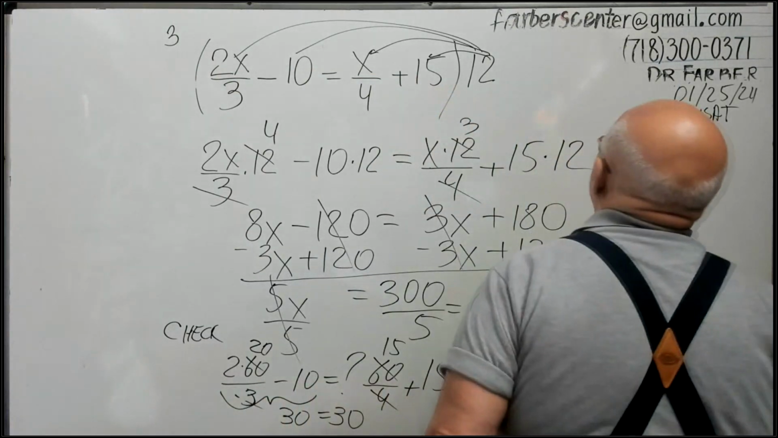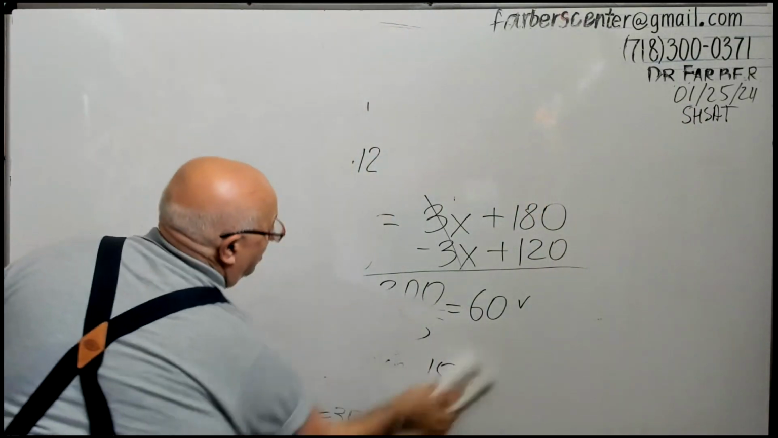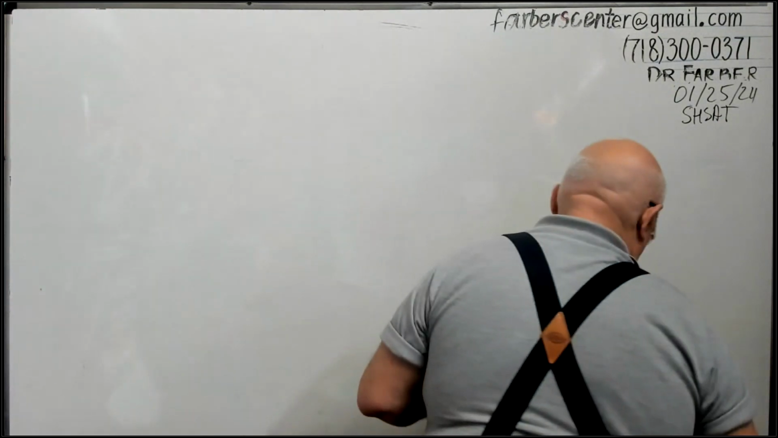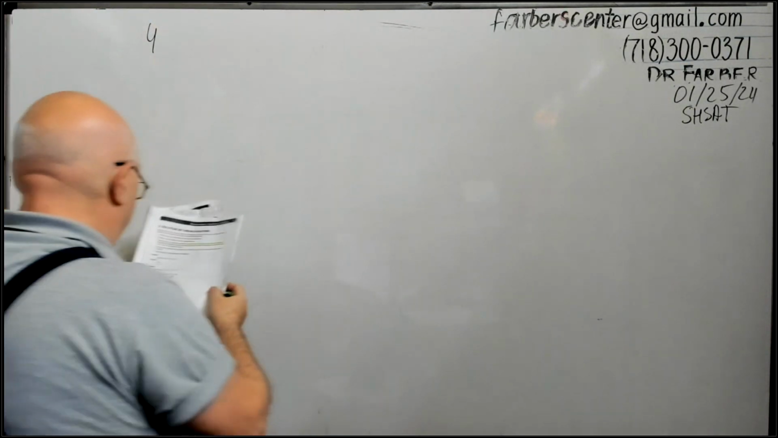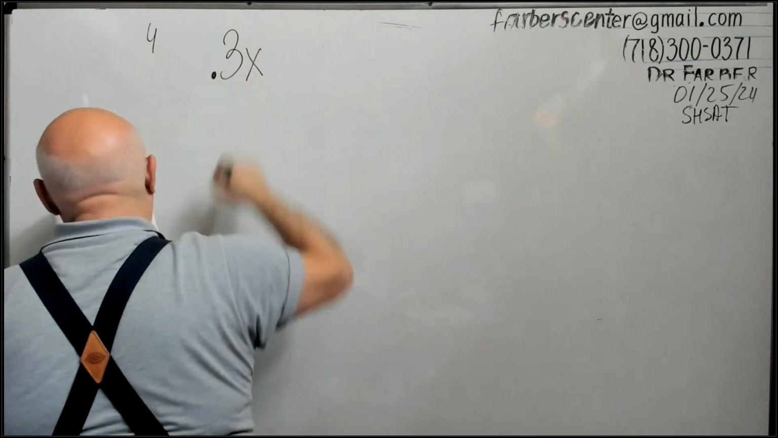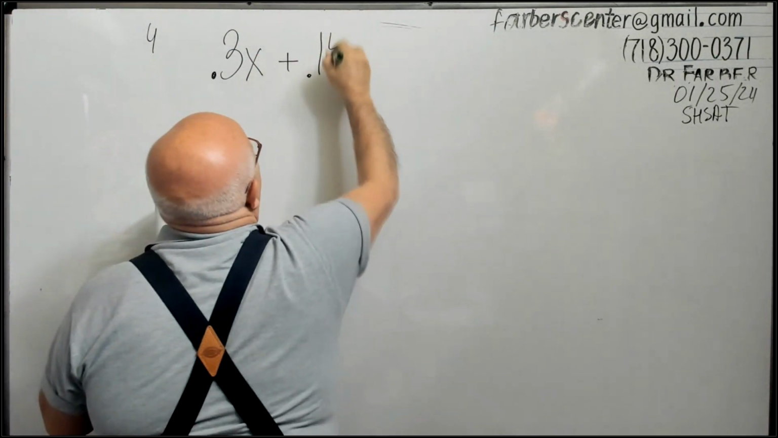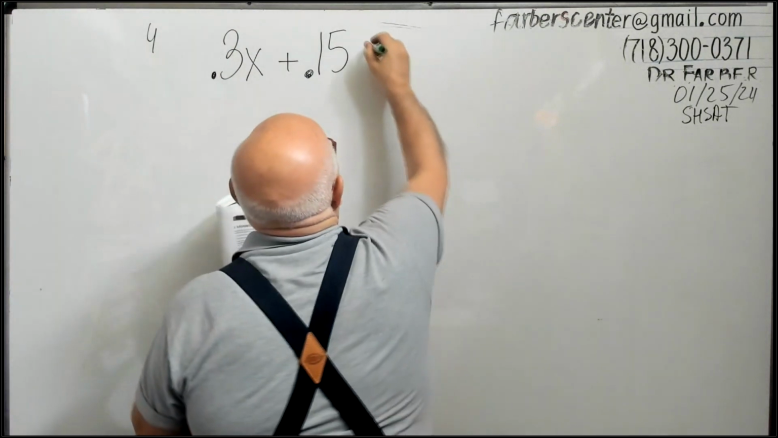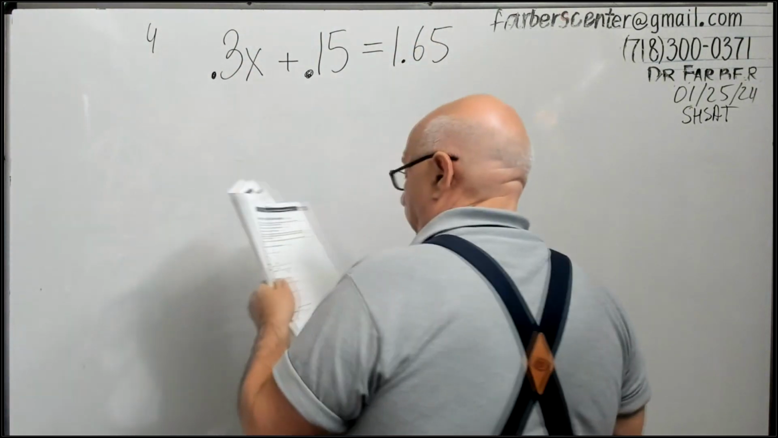Number 4. For instance, 0.3x plus 0.15. Make this point bigger. Equals 1.65. Good luck.